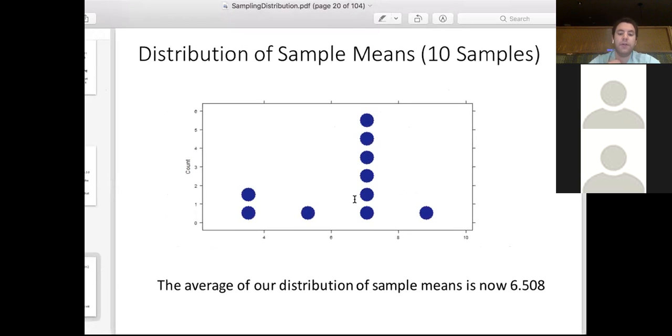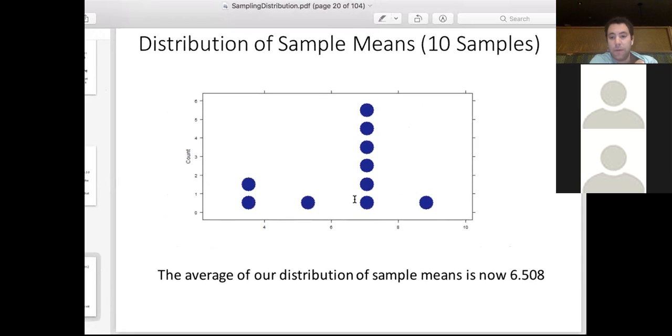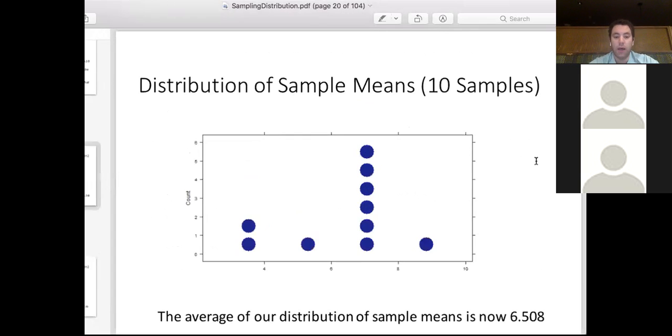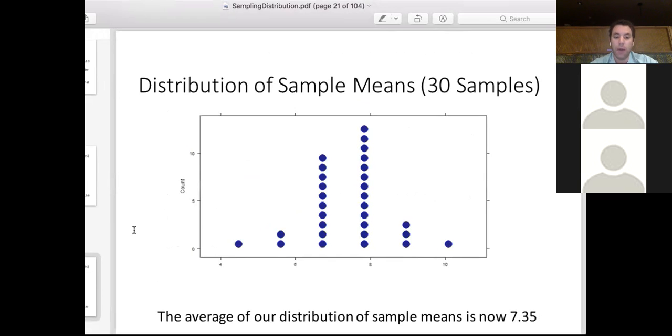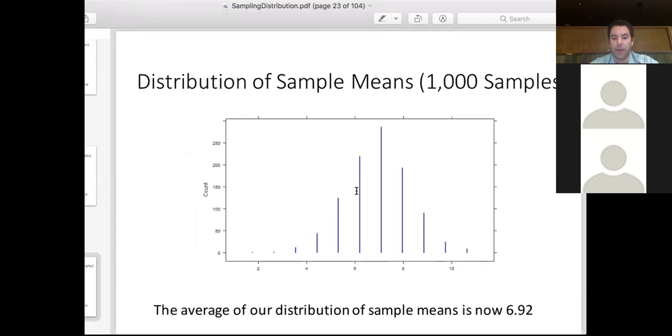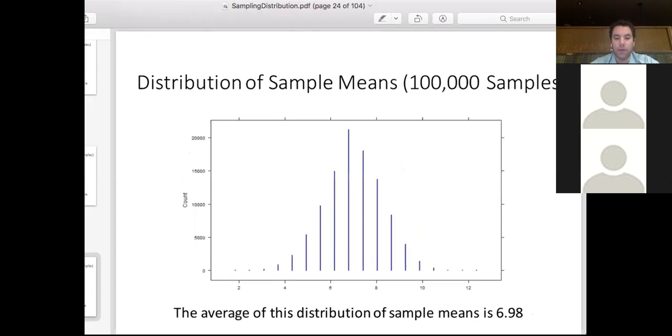We can see here that the average of the sample means is 6.5, which is not too far from 7. Here, when we take 30 samples, we can see how the graph is changing, and it's becoming more of a mound-shaped distribution, more of a symmetrical distribution. And we notice that the average is getting even closer, 7.35. And as we increase our sample, it's becoming more and more of that mound shape. It's appearing to be more of a Gaussian distribution, and the average is getting that much closer to the true population mean. The closest will be the highest, which is this 100,000.